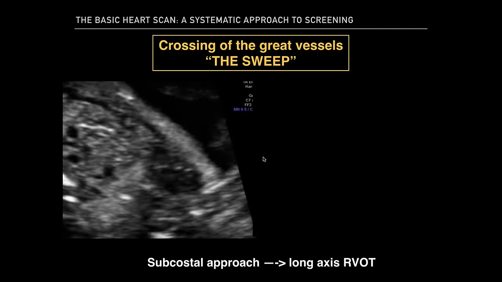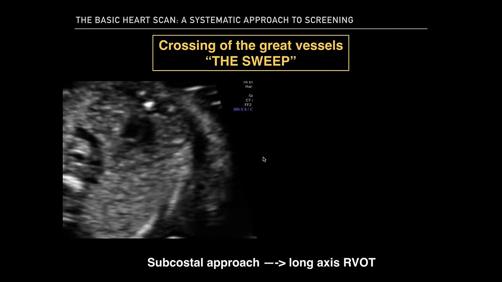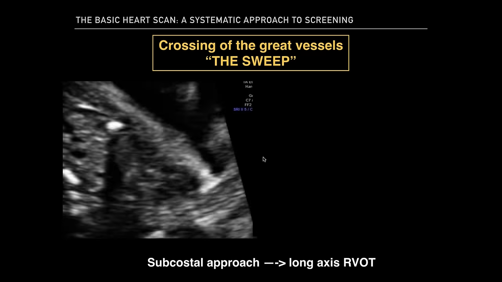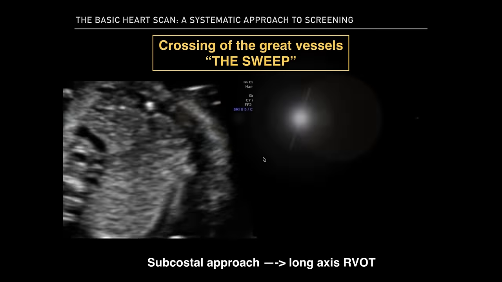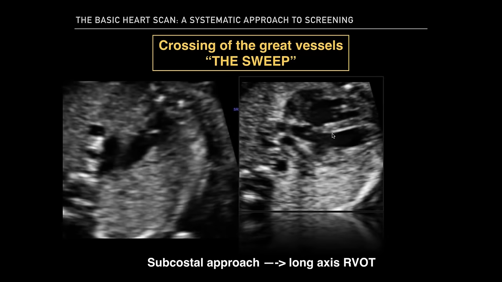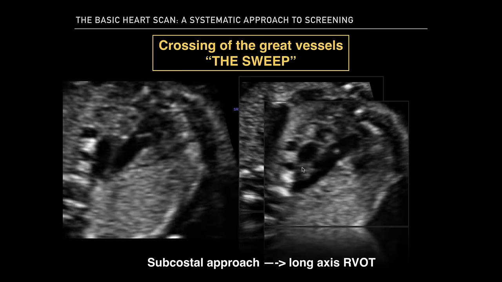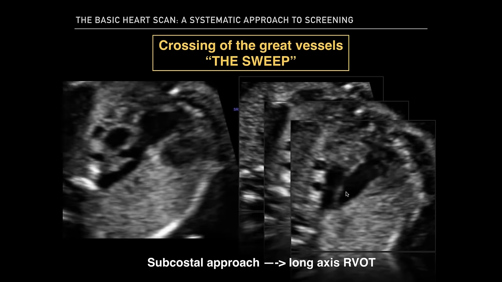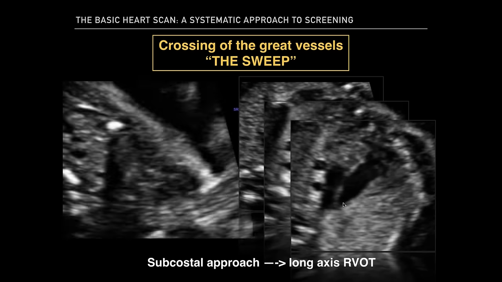So this is also one of my favorite views, as we're able to see the valves moving. We're also able to determine crossing. So in this sweep, here we're able to see the left ventricular outflow tract with the aortic valve. Here it's coming into the pulmonic valve and going up to the three vessel trachea view.